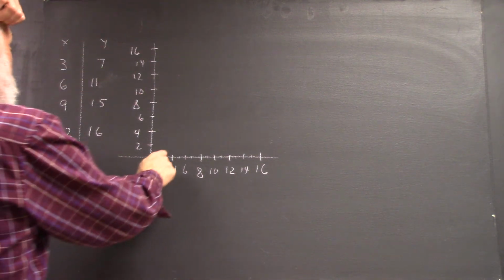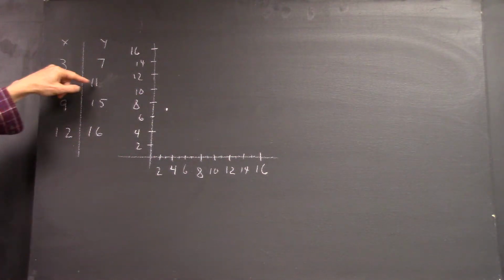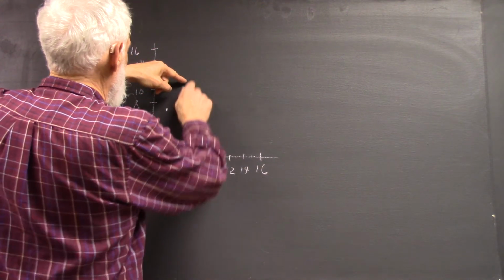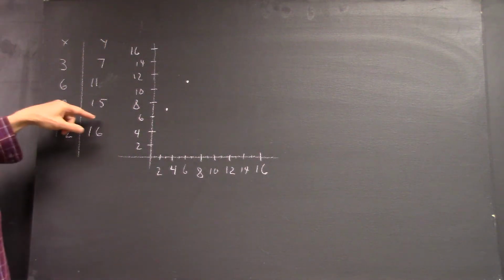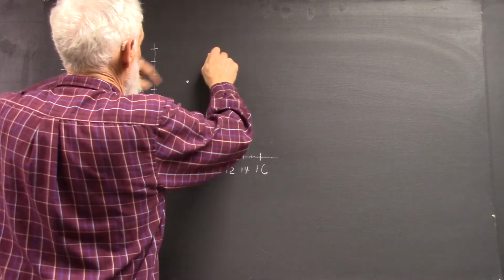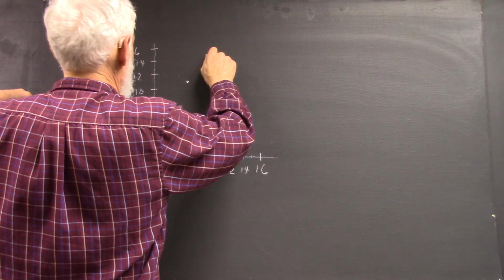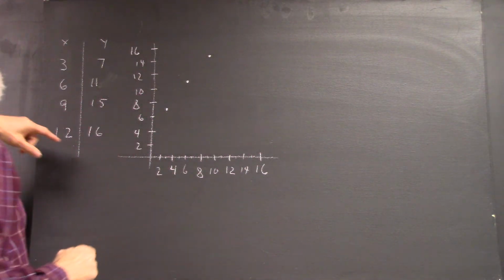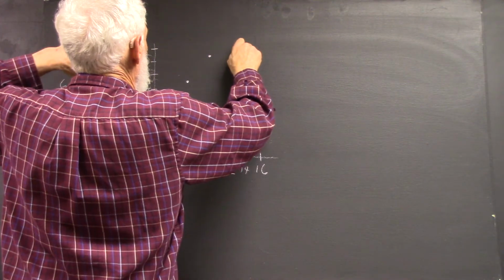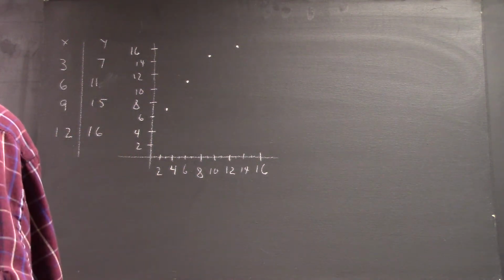3, 7. Well, there's 3 and there's 7, so I guess I have a point about here. 6, 11. Okay, well here's 6 and here would be 11, so I come over to about here, so maybe that's it. 9, 15, probably about here. And then 12, 16, probably about here.